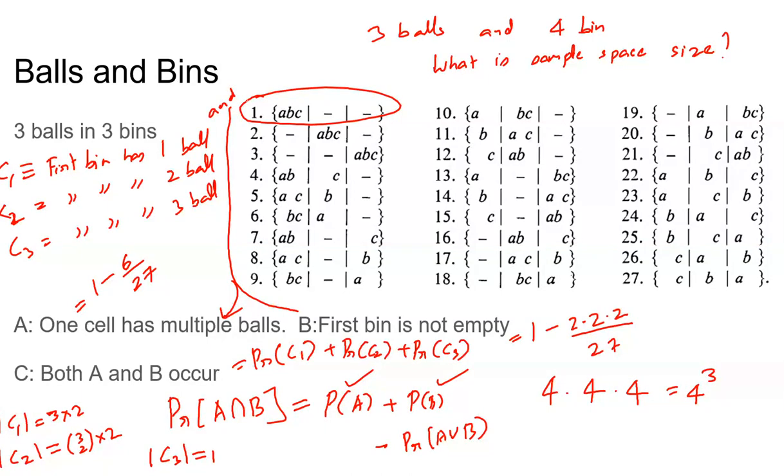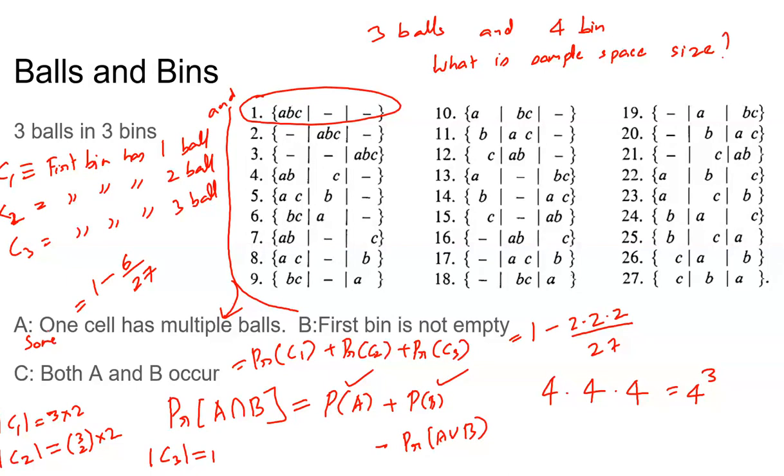Sir, in case A, one cell has multiple balls. If we select any one cell, 3C1, and populate it with either 2 balls or 3 balls, is this right? So the one cell has multiple balls. I should rather say some cell has multiple balls, to be clear.